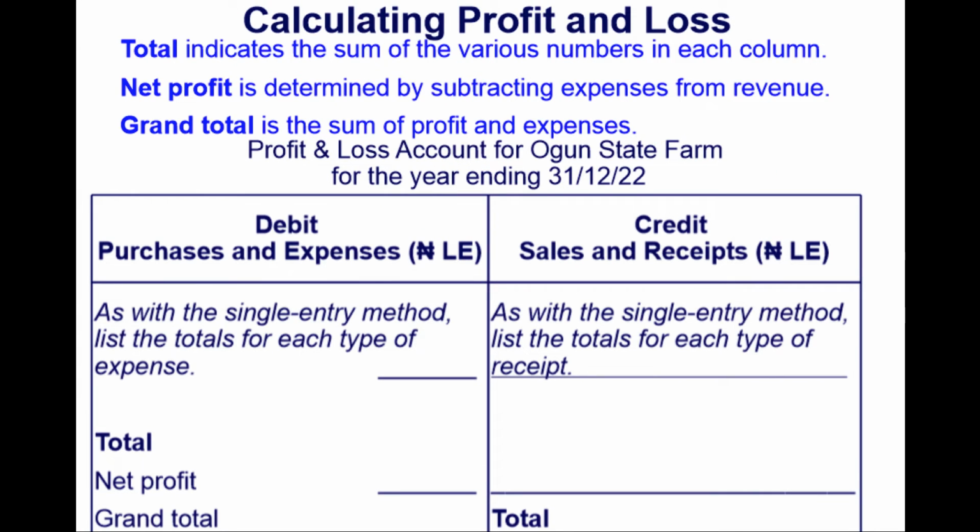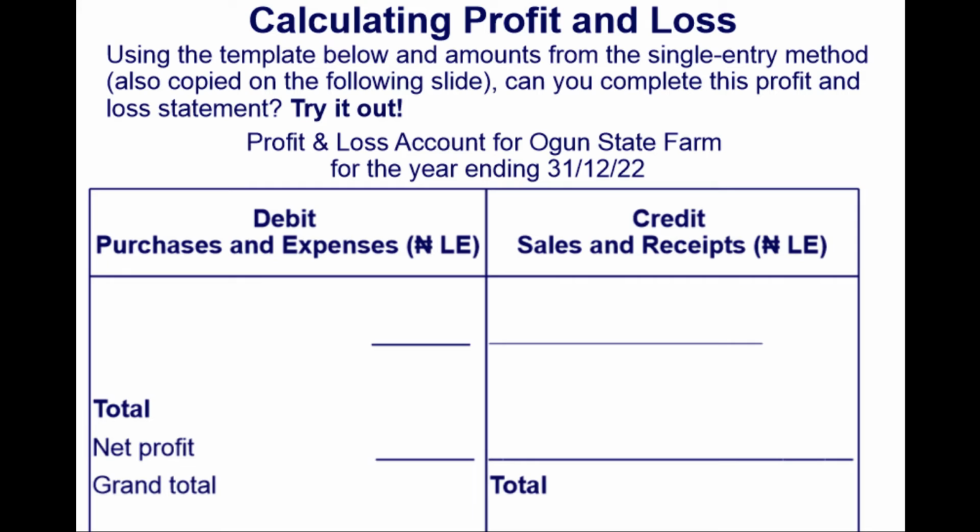Total indicates the sum of the various numbers in each column. Net profit is determined by subtracting expenses from revenue. Grand total is the sum of profit and expenses. Using the template below and amounts from the single entry method, also copied on the following slide, can you complete this profit and loss statement?